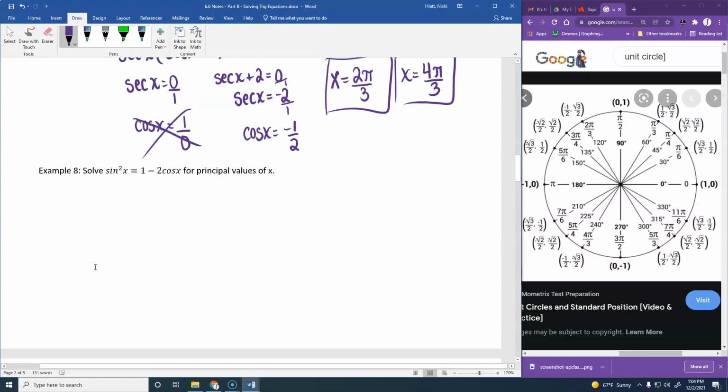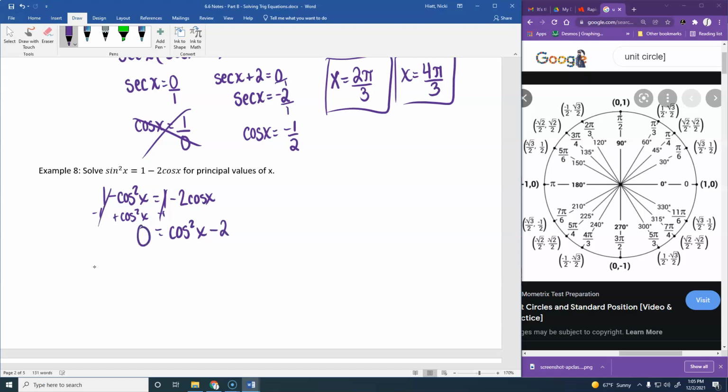All right, and so our last one here, for our examples, I've got sine squared, but over here I've got cosine. So what should I do with that sine squared? Let's do a 1 minus cosine squared equals 1 minus 2 cosine x. And then let's move everything to one side. I'm going to move everything to the right-hand side because it's better if your cosine squared is positive. So I'm going to add that cosine squared x, and subtract that 1, which means it's just going to cancel on both sides. So I get 0 equals cosine squared x minus 2 cosine x.